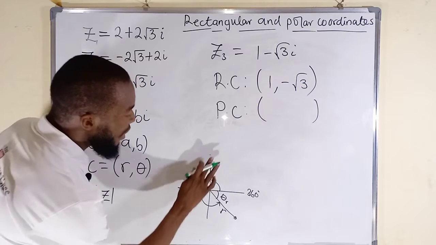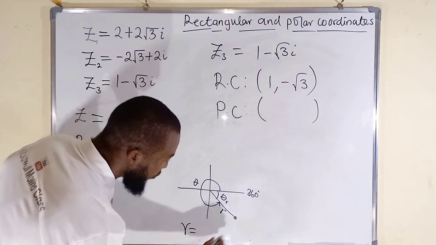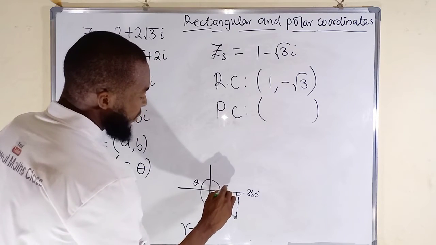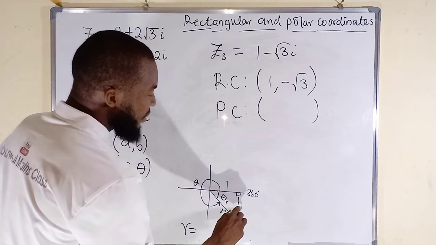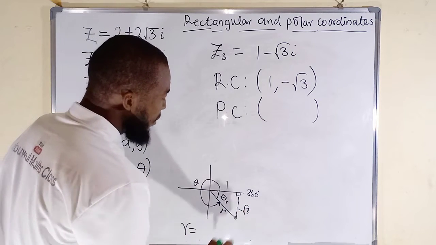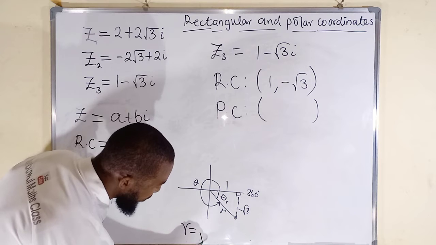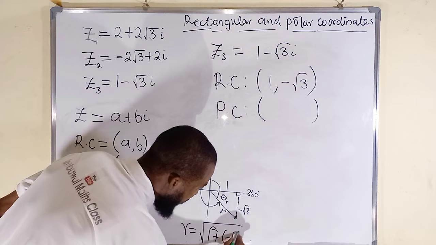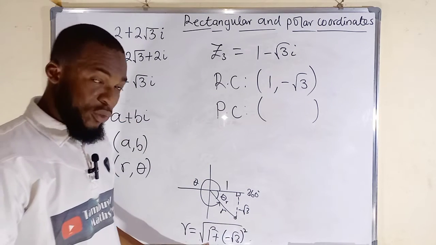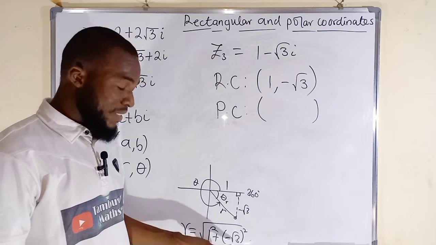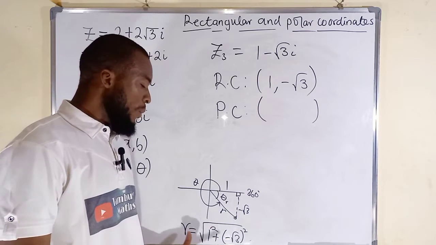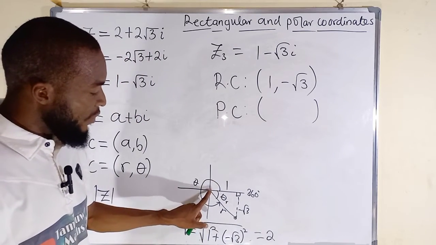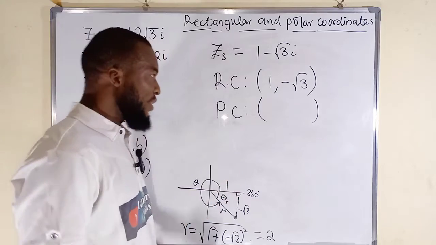So let us first of all find our r. R will be equal to, okay, I can connect this one to make our right angle triangle. The real part is 1 and the imaginary part is negative root 3. So we have square root of 1 squared plus negative root 3 squared. 1 squared is 1, negative root 3 squared is 3, 3 plus 1 is 4. Square root of 4 is 2. So r is equal to 2. The distance from this origin down to the complex number is 2 units.